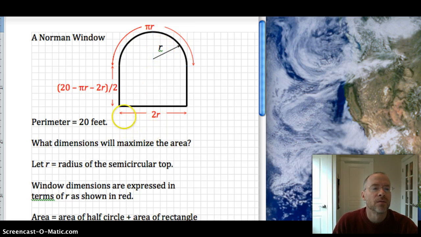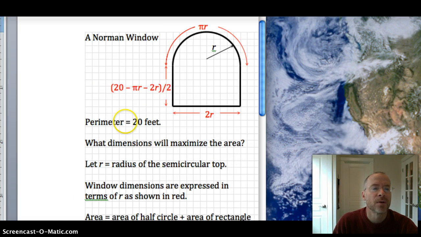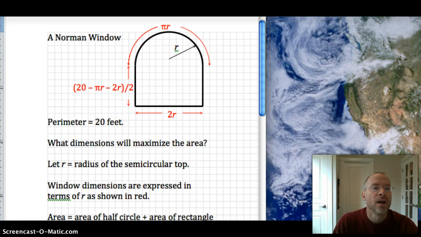So with the single variable R, you can figure out that the dimension of the base of the rectangular part of the window will be 2R, will be a diameter of the circle, or 2R. The top semicircular arc, well, since the circumference of the circle is 2 pi r, half of that is pi r. That'll be pi times r, that curved length up here.